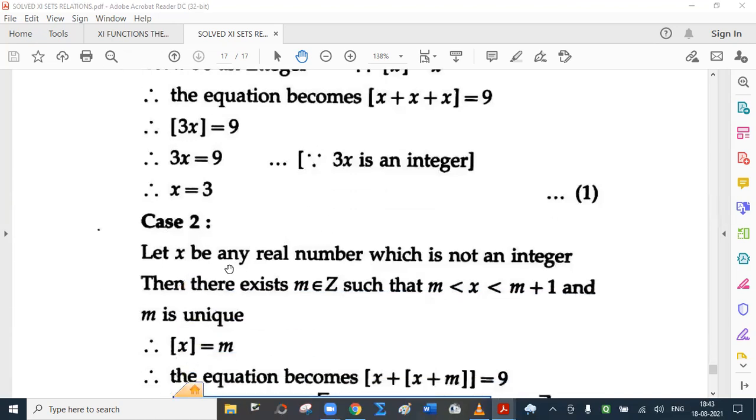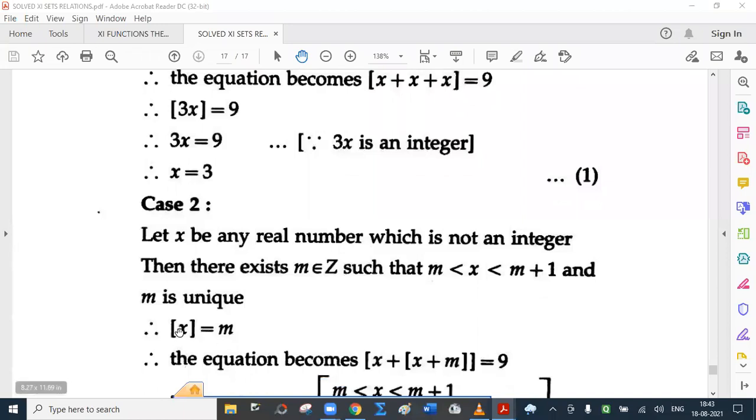Now second case. Suppose x is not an integer. Let x be any real number which is not an integer. See, every non-integer lies between two integers. Say 7.4. For 7.4, I can say 7 less than 7.4 less than 8. I hope you are getting this. Then there exists m, which is an integer, such that m less than x less than m plus 1. And m is unique, obviously.